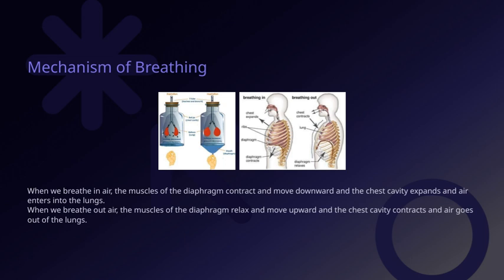When we breathe out, the opposite happens. The diaphragm relaxes and moves upward, reducing the size of the chest cavity. This contraction pushes air out of the lungs. This entire process is a key part of how our respiratory system works, allowing us to take in oxygen and expel carbon dioxide efficiently. It's a simple but vital mechanism that keeps us alive and functioning every day.